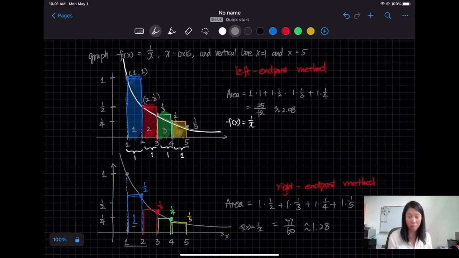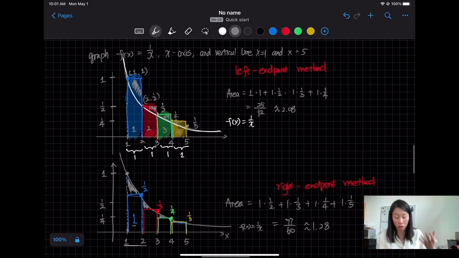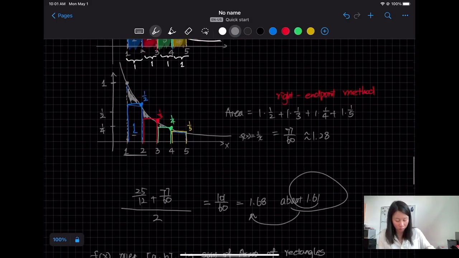Well, the sum of the area, if we use the left endpoint method, we know that it's above the curve. There's some area, like this part, is above the curve. And if we use the right endpoint, there's some area below the curve. So which one would be more accurate? Well, maybe if we take the average of both these two, we will get a very close approximation to the area of the curve that we are looking for.